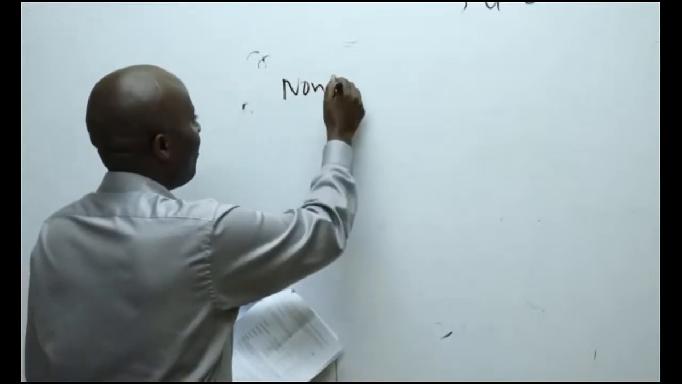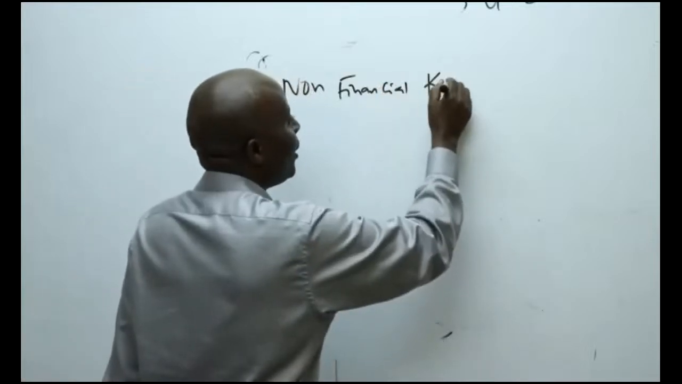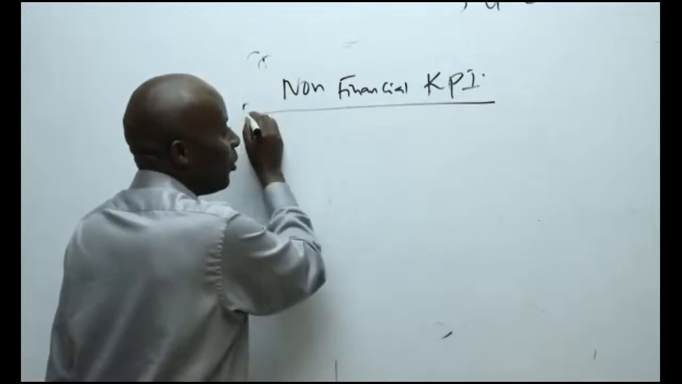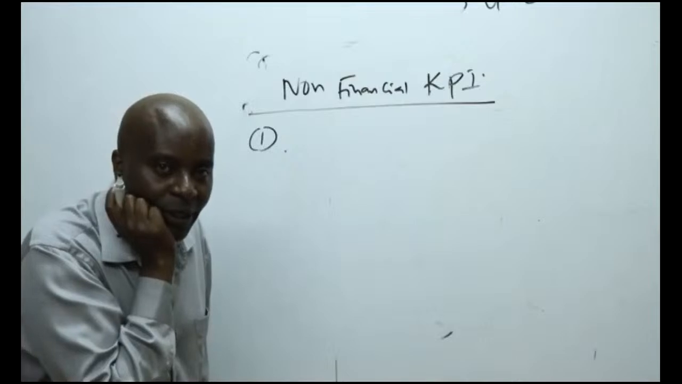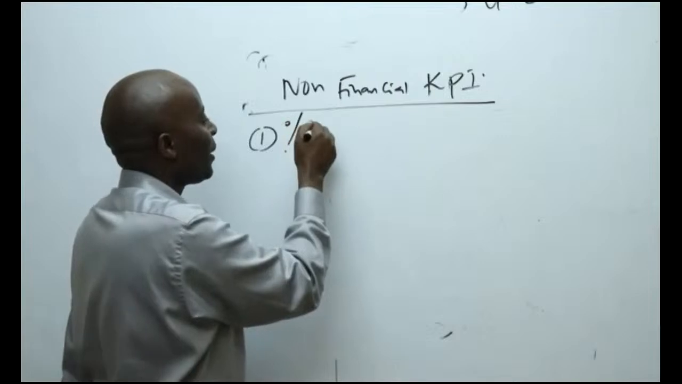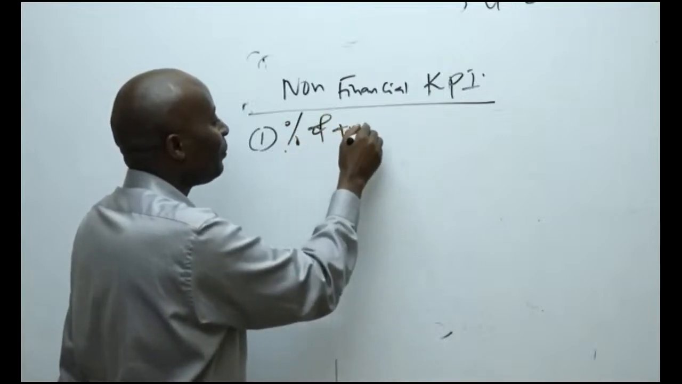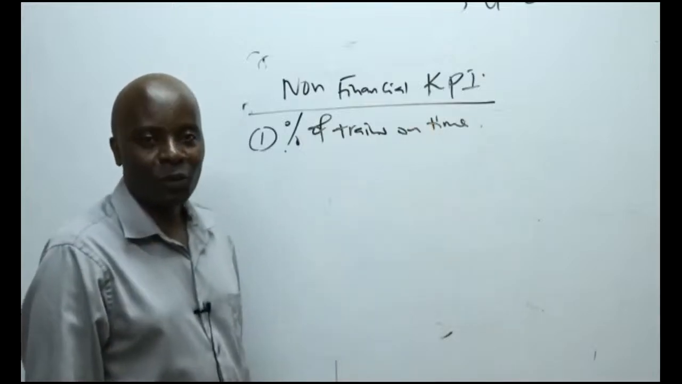They are saying customer satisfaction. Non-financial. Ladies and gentlemen, let me give you these parameters very well. So the non-financial key performance indicators are very simple. Number one, the very first thing that I will look at, ladies and gentlemen, is percentage of trains on time. Percentage of trains on time.